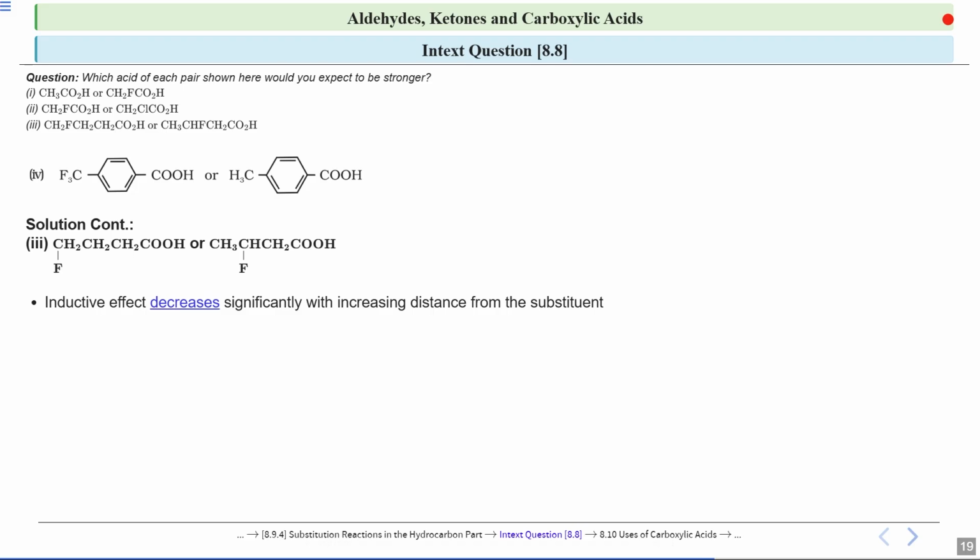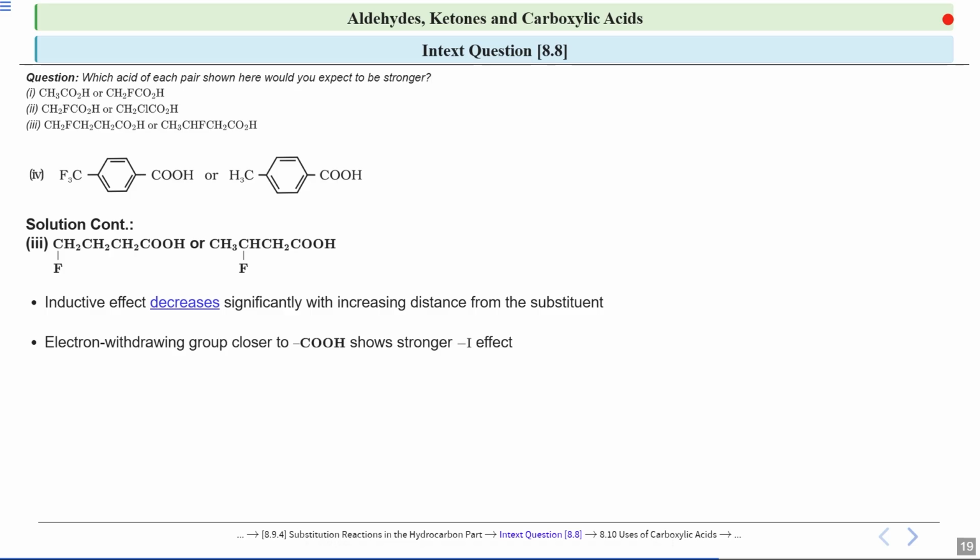So the key concept here is the inductive effect. This effect describes how the presence of an electronegative atom like fluorine can pull the electron density through the molecule. But you need to notice that this effect gets weaker as the distance between the electronegative atom and the carboxylic acid increases. So this is a distance dependent effect.